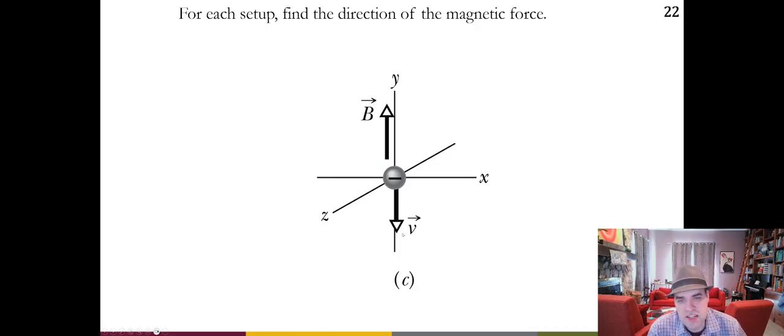Here I have a velocity down, a magnetic field up. Well, there is no part of the velocity that's perpendicular to the magnetic field, so there is no force here. So remember, a lot of times, magnetic fields aren't going to apply a force to charged particles if they're at rest, or if the particle is moving perfectly parallel to the magnetic field. There also is no force.